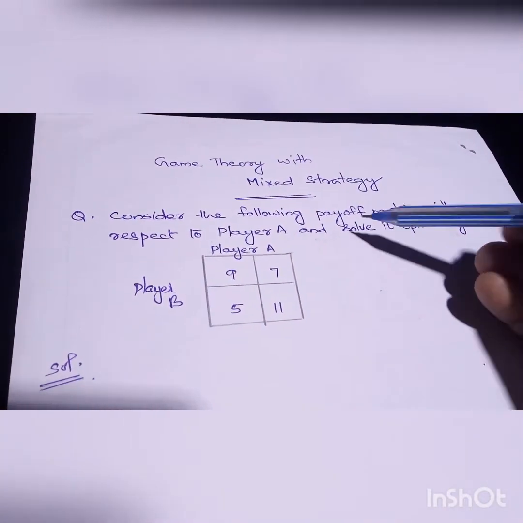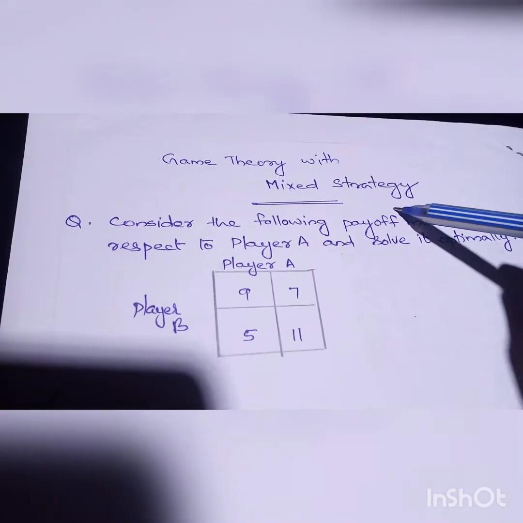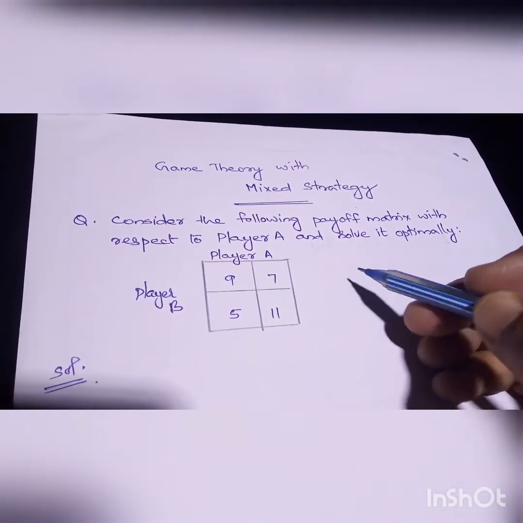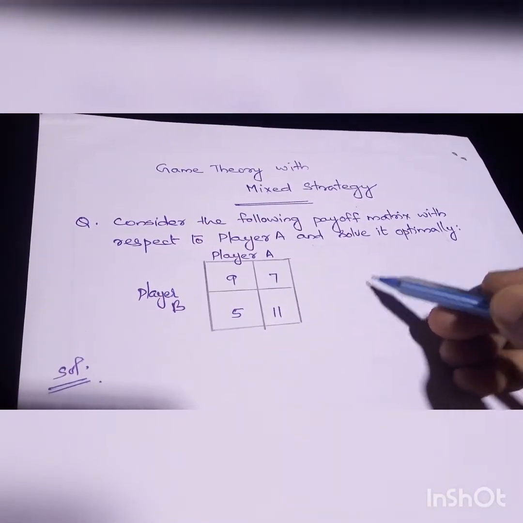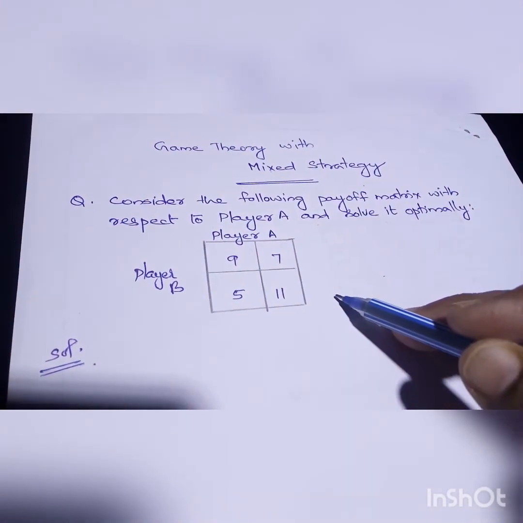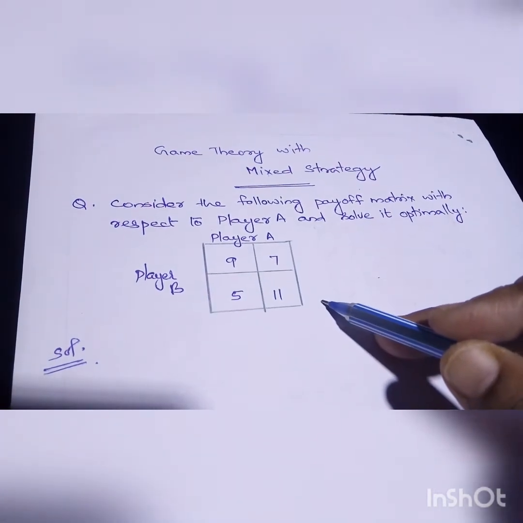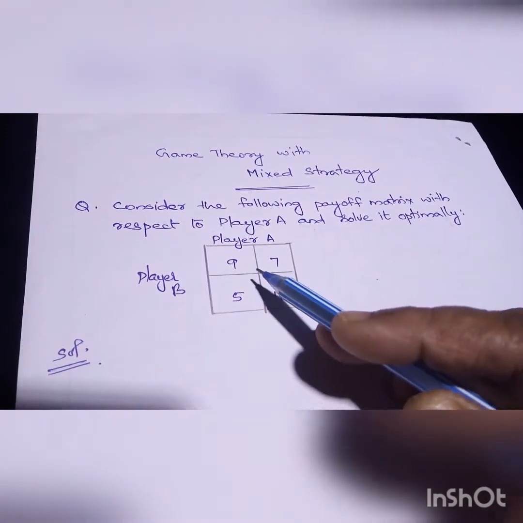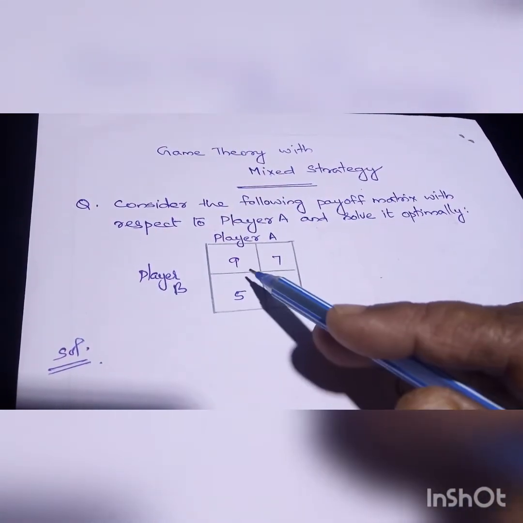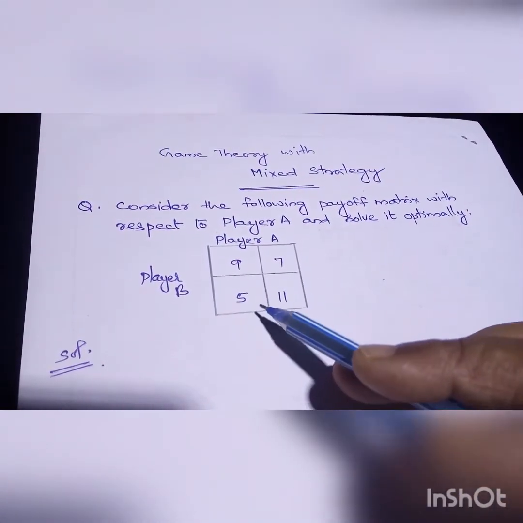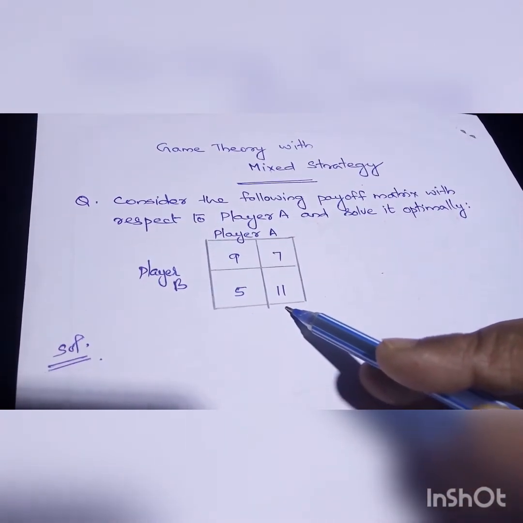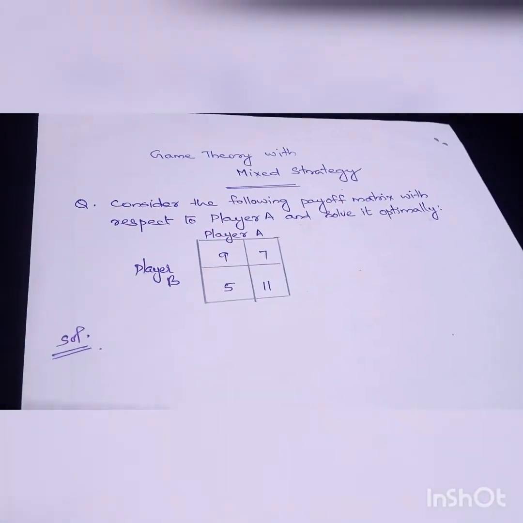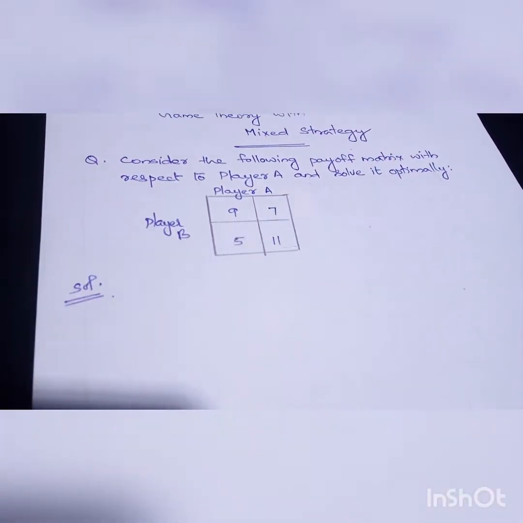Today we are going to learn game theory with mixed strategy. So let's see an example. Consider the following payoff matrix with respect to player A and solve it optimally. This is a question. See the values. Two players are there and the outcomes given are 9, 7, 5 and 11. There are 2 strategies for player B and 2 strategies for player A. Now let's see how this can be solved.